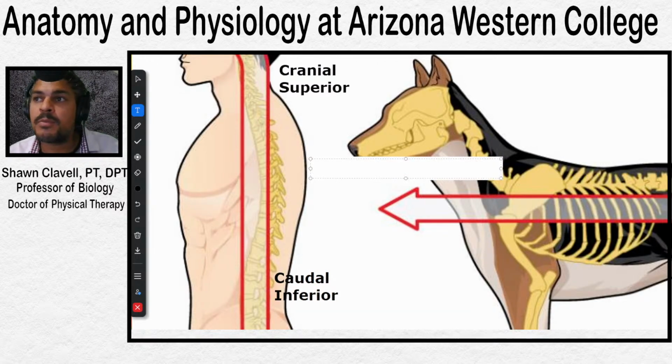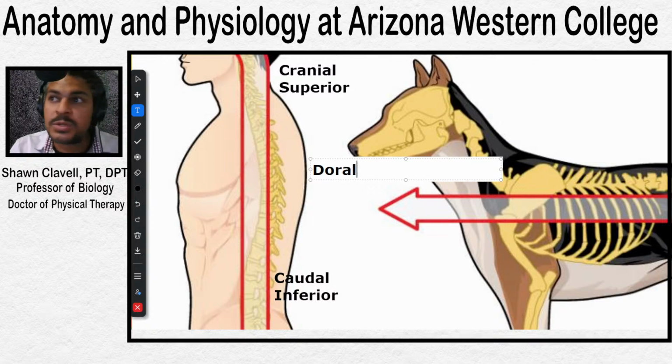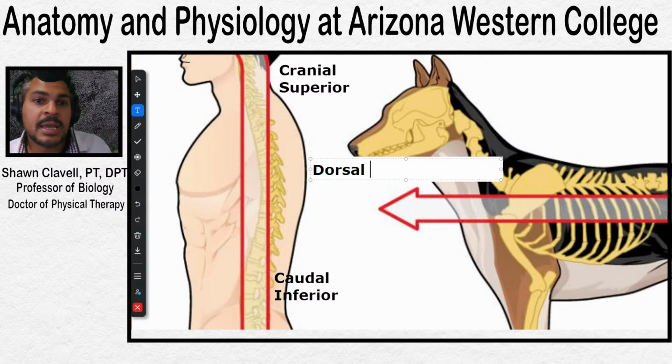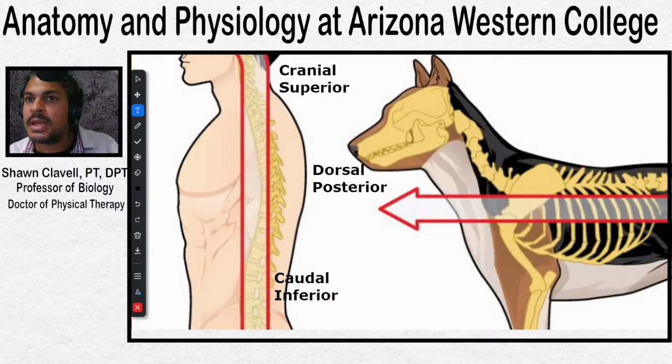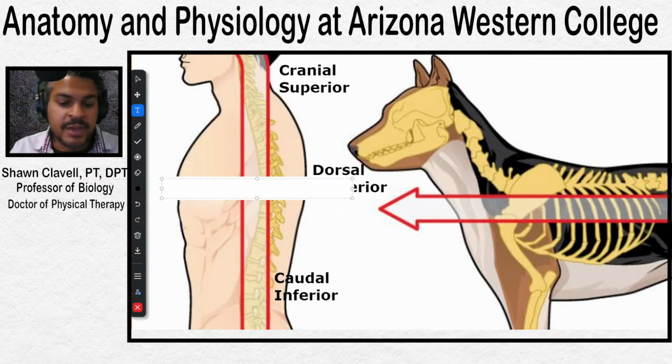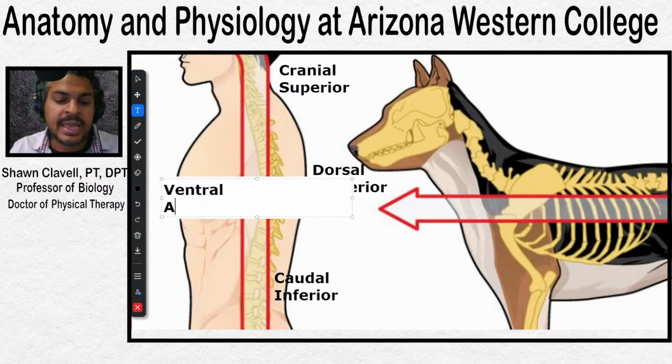The back, or your dorsal, right? If I was a dolphin, I would have a dorsal fin, right? A fin on my back, and that would be posterior, right? And then my ventral, or my belly, would be anterior.